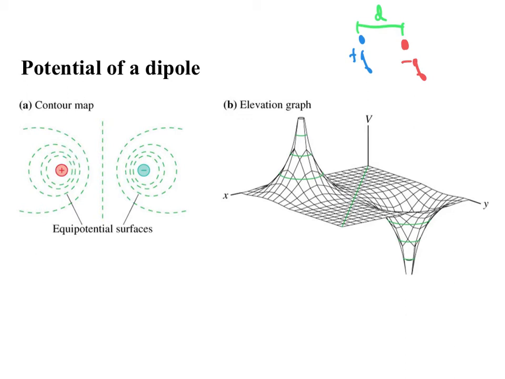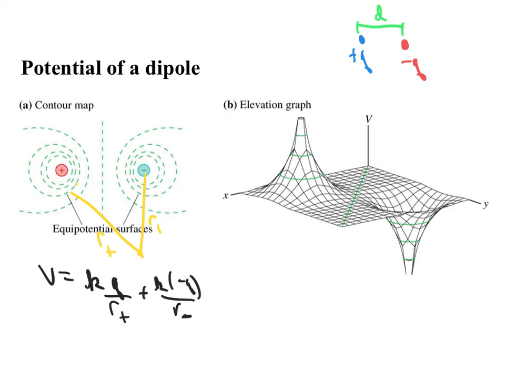And this is what happens when we add. Remember that the potential at any distance, let's pick any point. If we call this R plus and R minus, then the potential is going to be K times Q over R plus, plus K times minus Q over R minus. But of course we could do some factoring and make that KQ times 1 over R plus minus 1 over R minus, whatever that comes out to be.